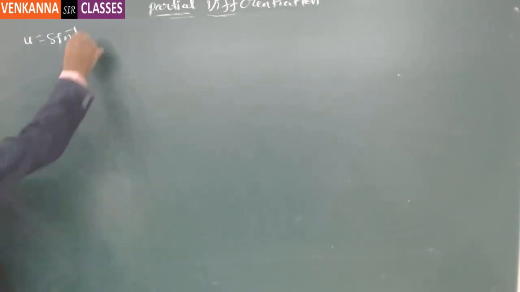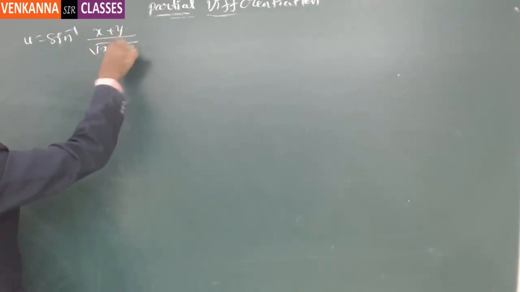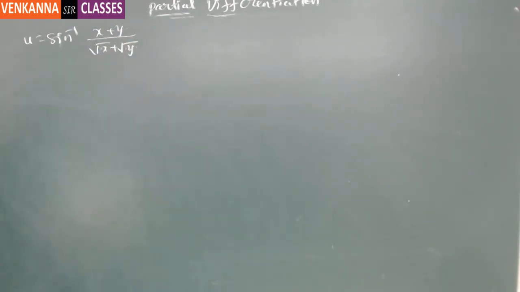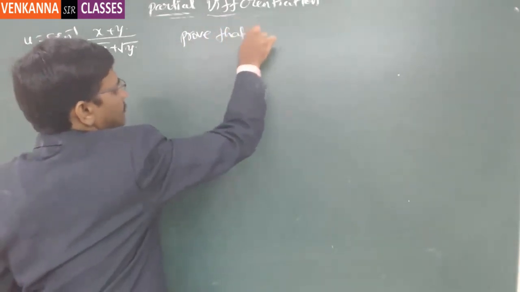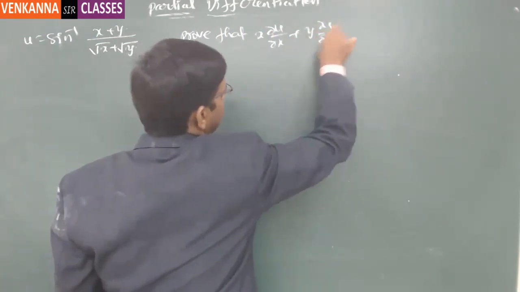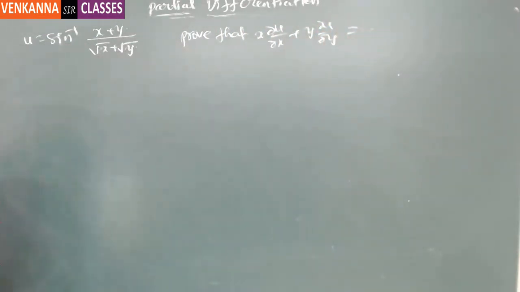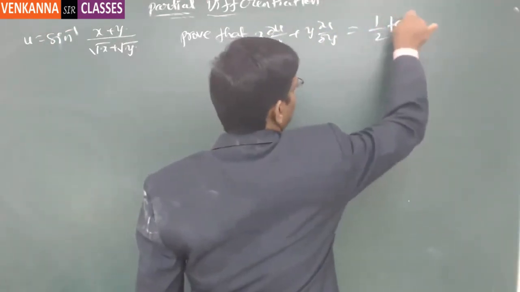Okay. Note down one more. U is equal to sin inverse of x plus y by root x plus root y. Prove that x dou u by dou x plus y dou u by dou y is equal to half tan u. That is exactly a similar problem to what we have solved now.